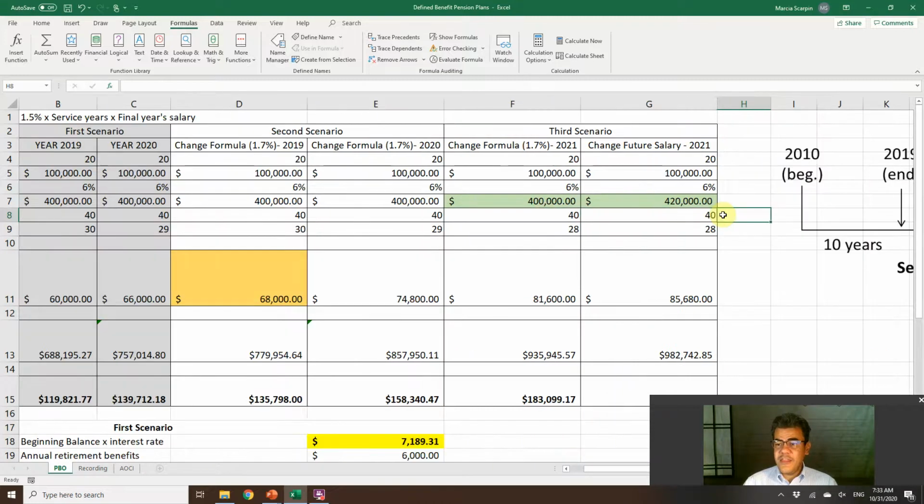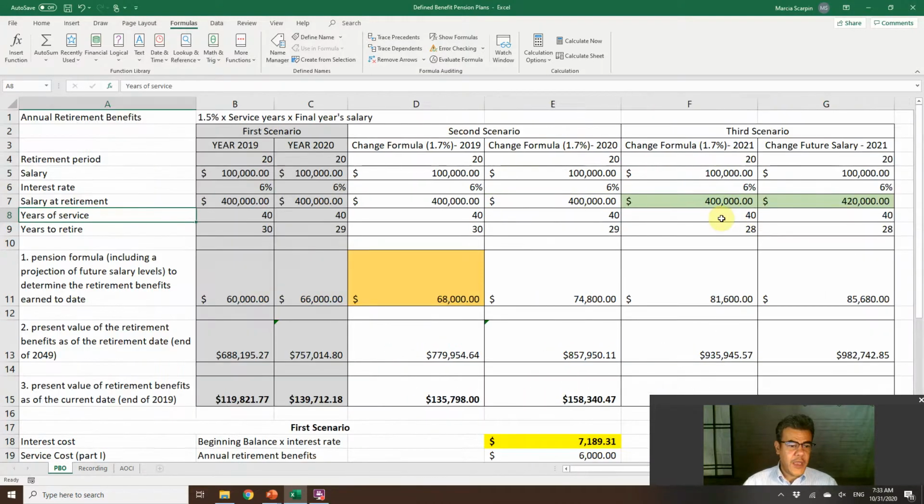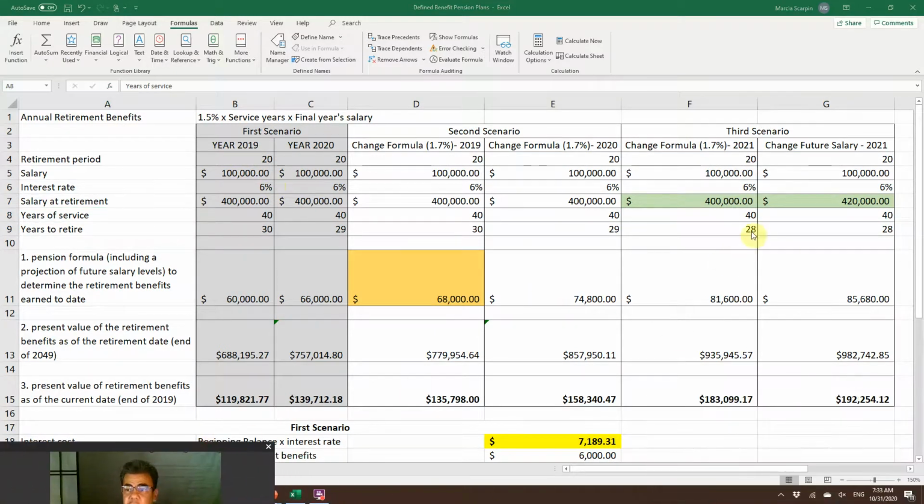We do a new PBO, a new ending balance here. Let me move myself here. However, with 420, so we do exactly the same formulas here. We copy and paste here. And now, only because of the change of salary, we are comparing 2021 with 2021. Only because of this change in the salary at retirement estimates, our liability increased from 183 to 192.